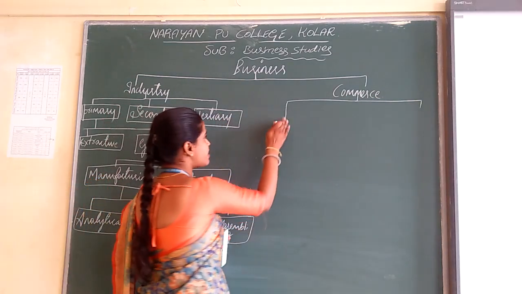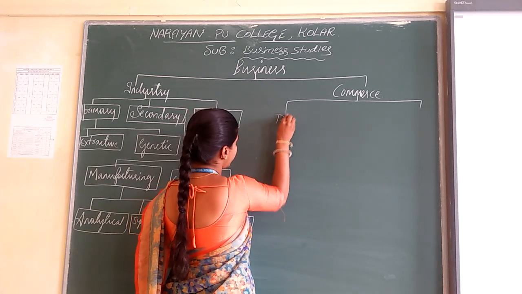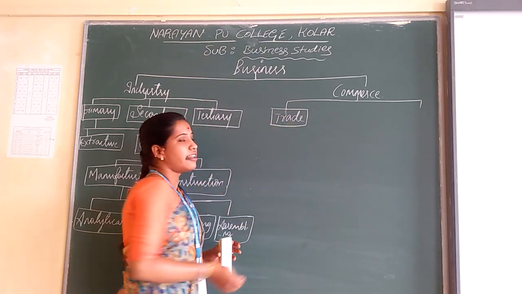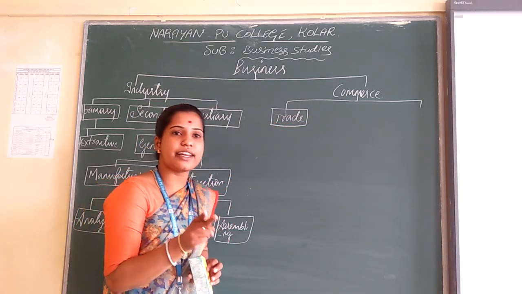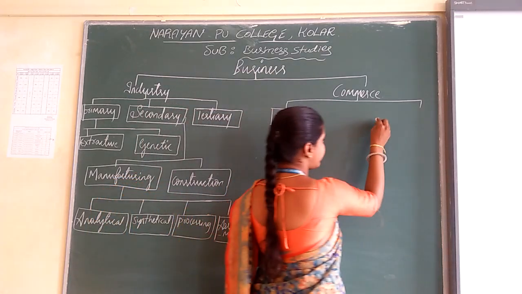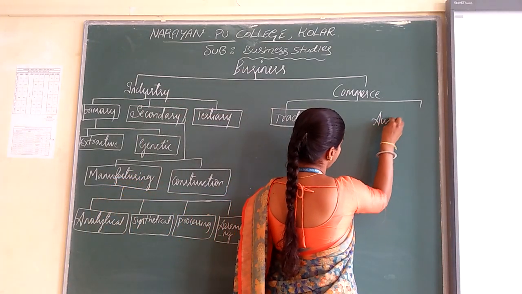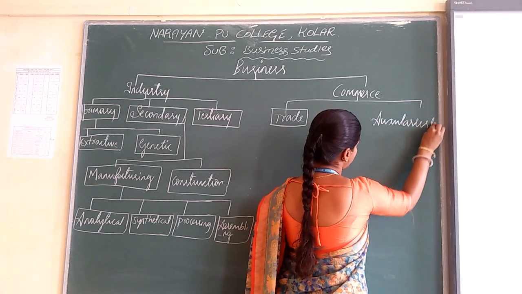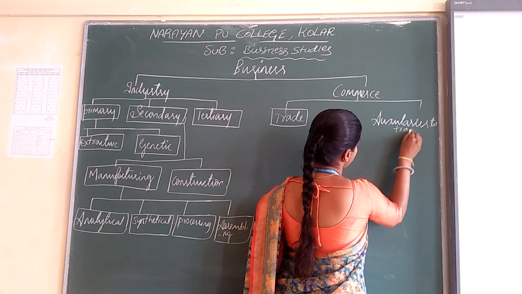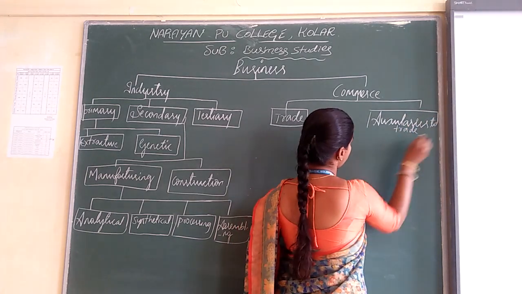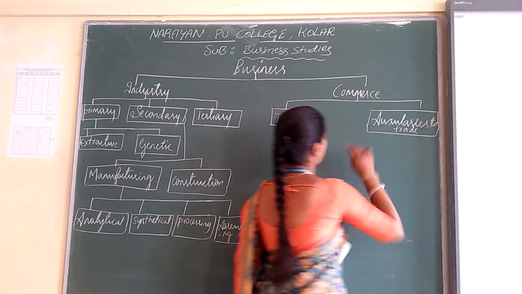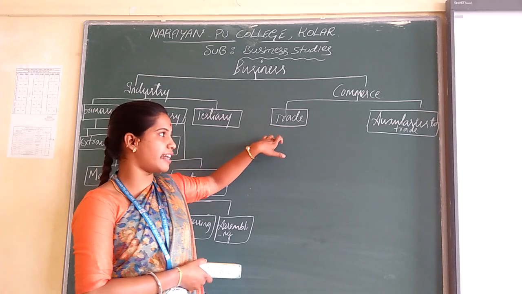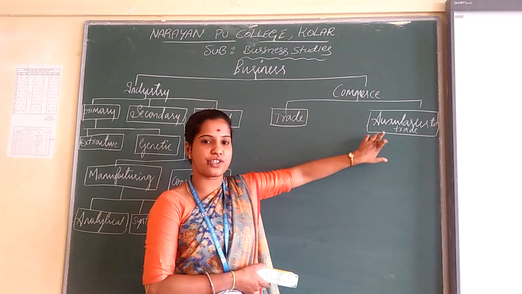The first one is trade, and the second one is auxiliaries to trade. So commerce can be broadly classified into two types: trade and auxiliaries to trade.